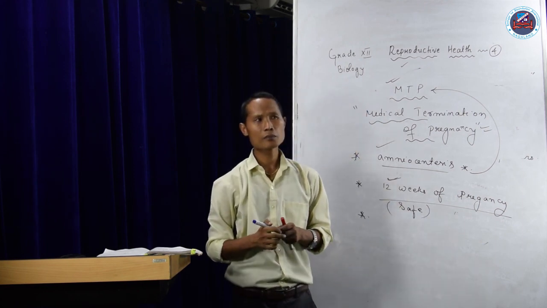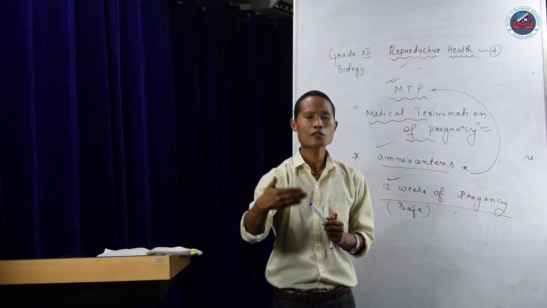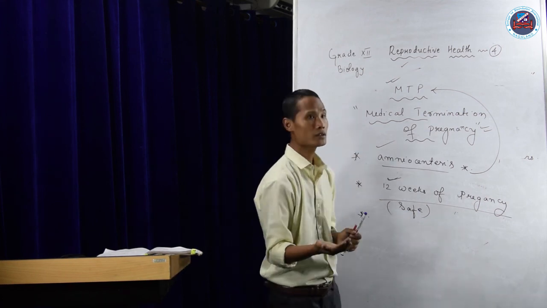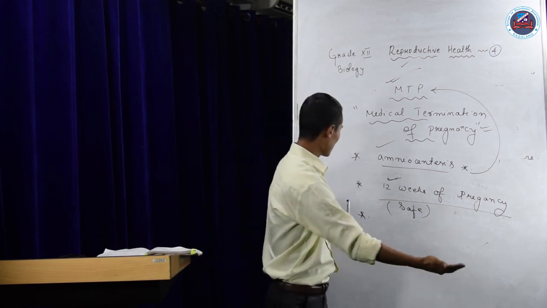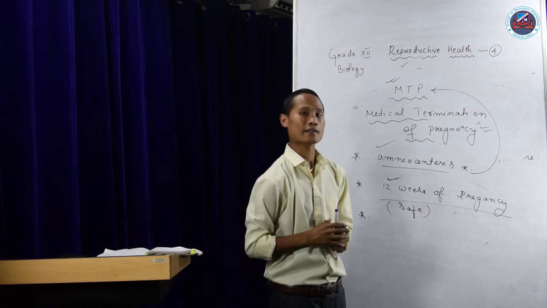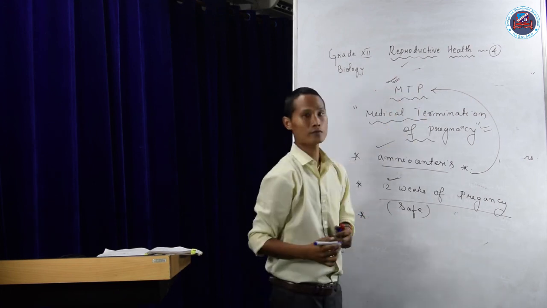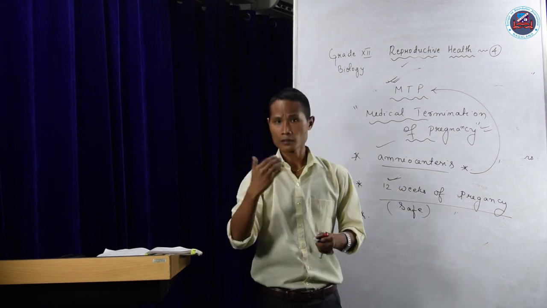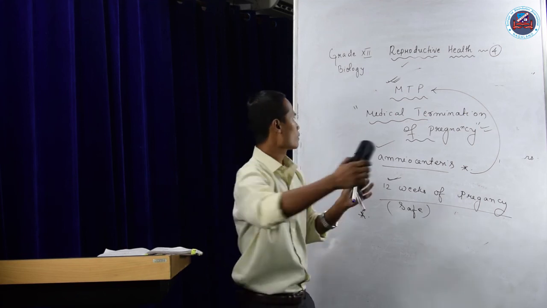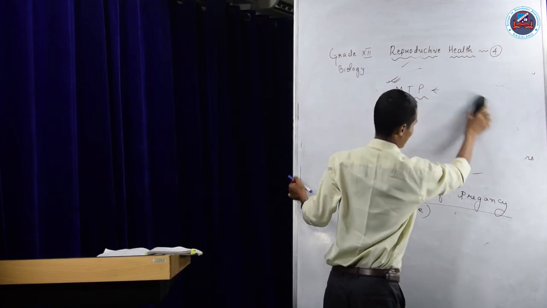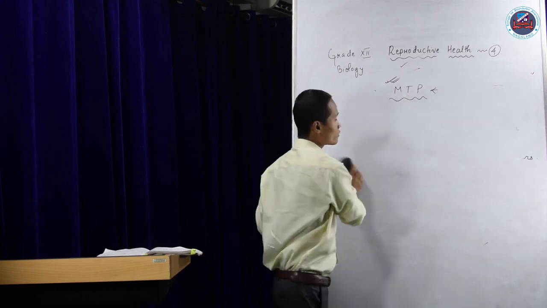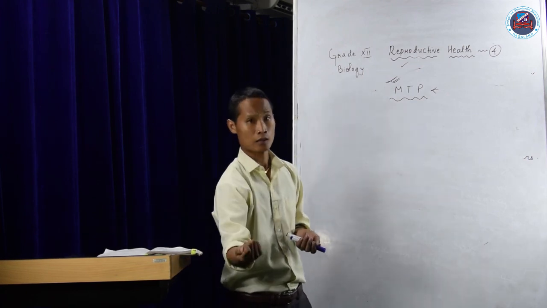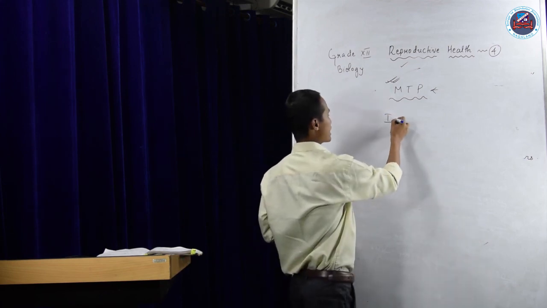Why is it done? Maybe because of unusual intercourse, or the poor results of contraceptives, or because of rape cases where a female has become pregnant. So this MTP is done for some reason. But there are some couples who want a child, and the inability to produce a child is said to be infertile.